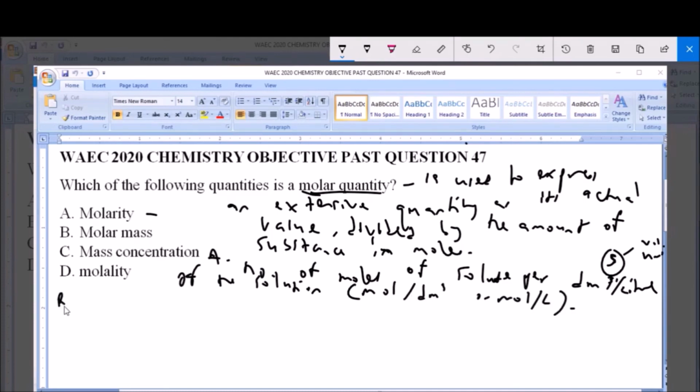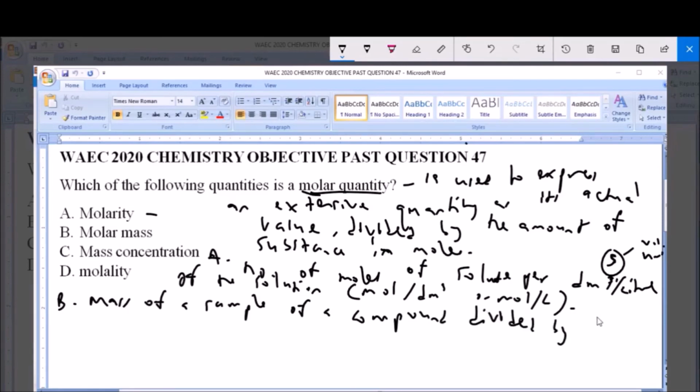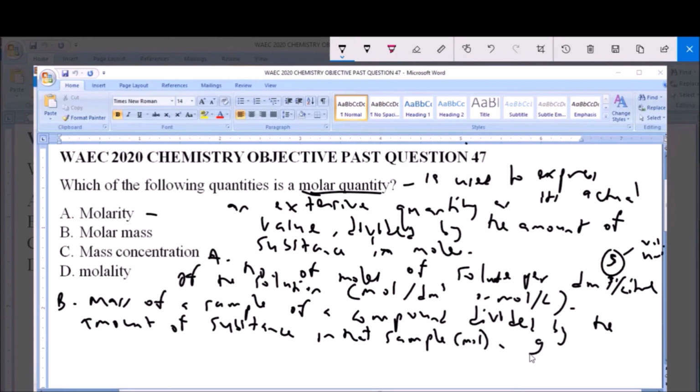Option B, which is molar mass, is the mass of a sample of a compound divided by the amount of substance in that sample. The amount of substance is measured in moles, and the unit for molar mass is grams per mole.